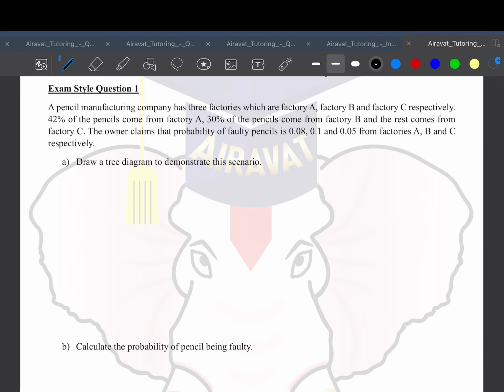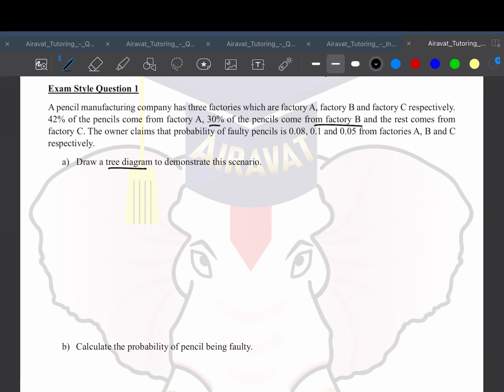Alright, so let's quickly go over this exam question that involves conditional probability and also merges the concepts we learned today all together. A pencil manufacturing company has 3 factories, A, B and C respectively. 42% of pencils come from factory A, 30% from factory B, and the rest come from factory C. So 28% come from factory C. The owner claims that the probability of a faulty pencil is 0.08, 0.1 and 0.05 from factories A, B and C respectively. Alright, draw a tree diagram to demonstrate this scenario.